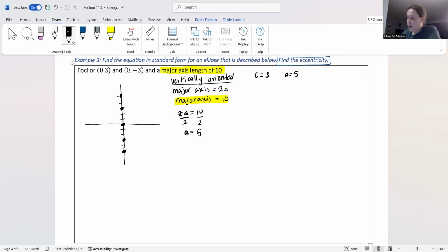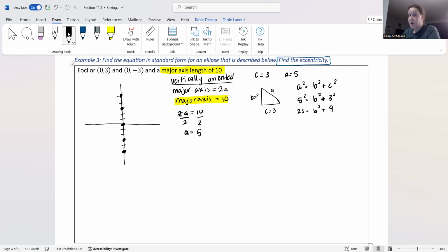Okay, so remember, we have a situation like this. This is a, this is b, this is c. We can use that Pythagorean identity to figure out what b has to be. Remember, it is a squared equals b squared plus c squared. So let's plug in what we know. We know that a is 5. We don't have a clue what b is. We know that c is 3. So we get 25 equals b squared plus 9.